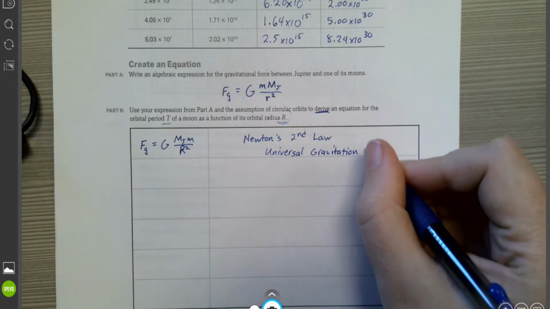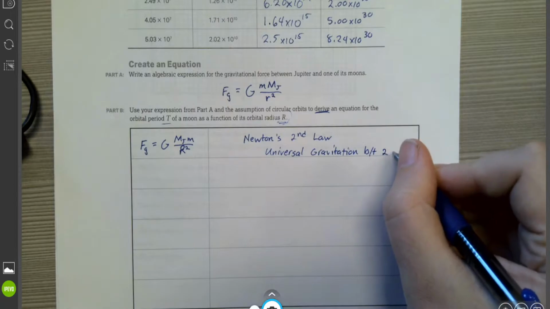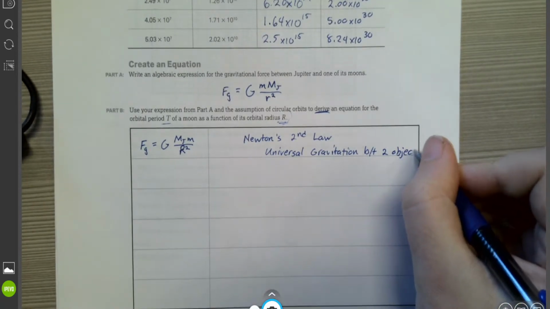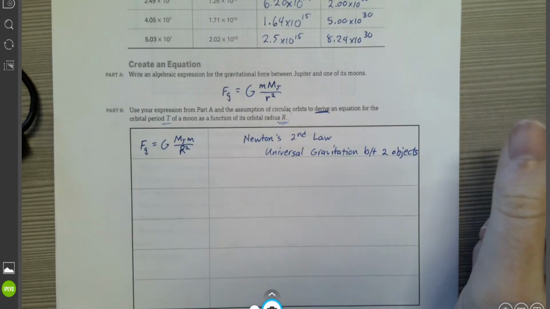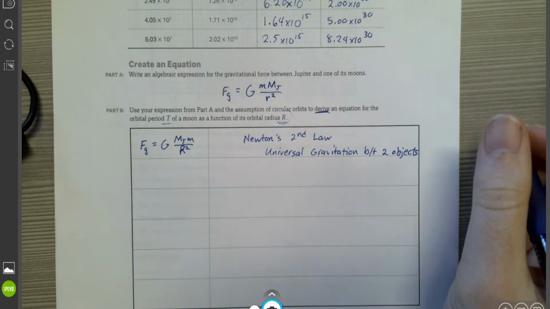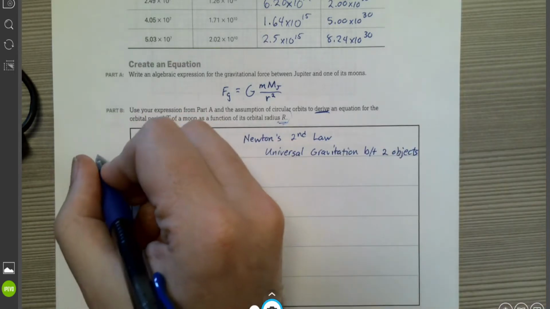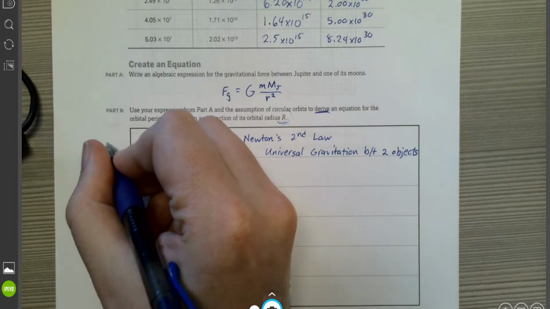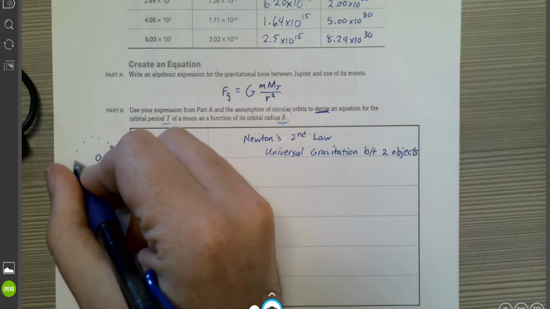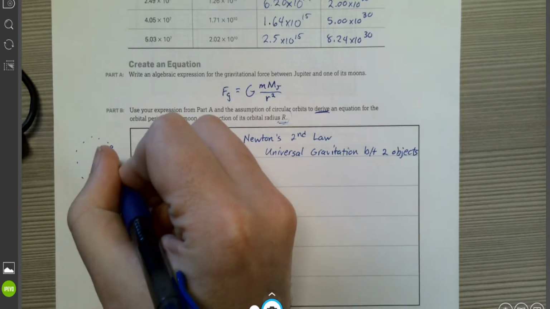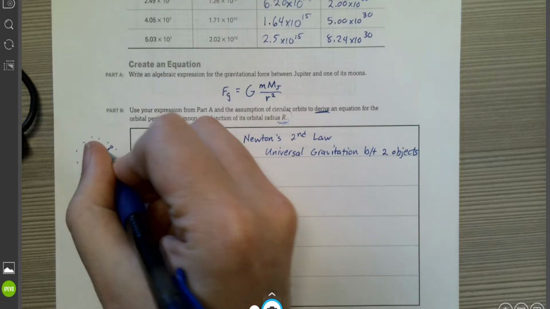Universal gravitation between two objects. Okay, these are good justifications. Now, on the next part, what we need to do is say, okay, if this is going around in a circle around the object, so if we have something undergoing uniform circular motion, then there's something keeping it in the circle.